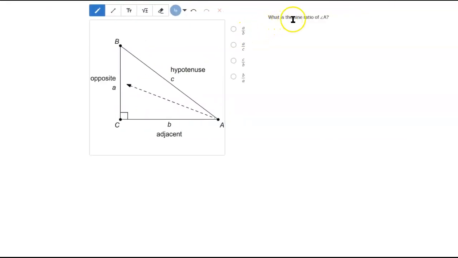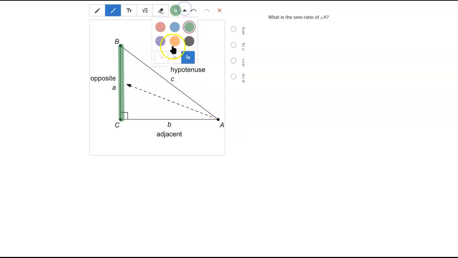What is the sine ratio for angle A? So when we're looking for sine, we're looking for opposite, the up and down, the one that flies. So we're going to look for opposite to angle A. There, it's not touching angle A. And we're going to look at the hypotenuse. So that means we're going to divide A by C.